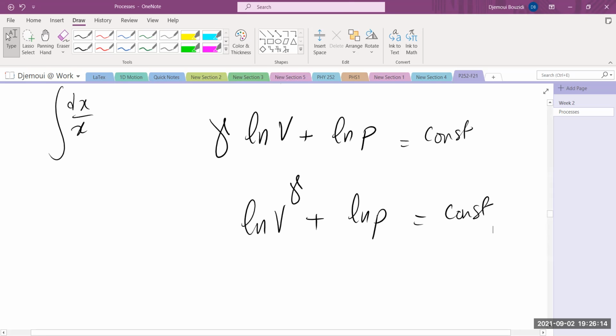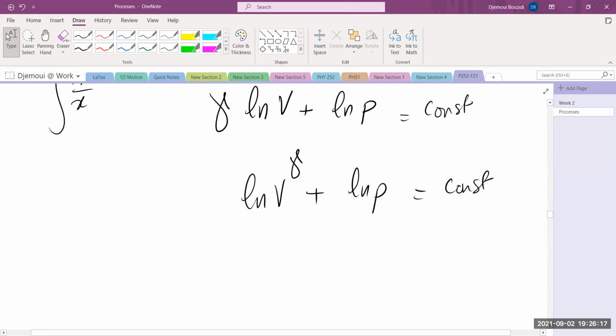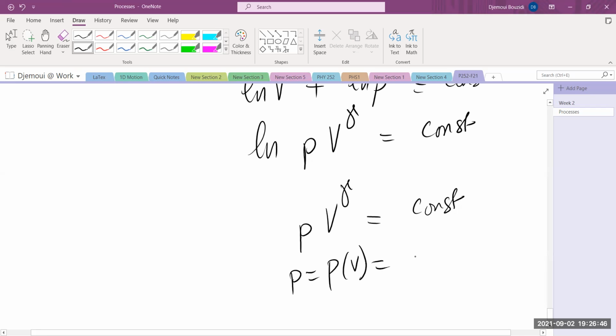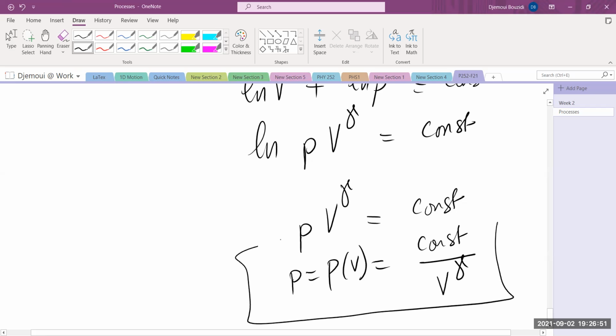Now a log of something plus a log of something else is just a log of the product of the two quantities, equal to a constant. All I have to do is take the exponential of the natural log. The exponential of a natural log is just P times V to the power gamma, and the exponential of a constant is another constant. This is not the same constant, it's another constant. And now look what happened. We found the expression that we needed. So P as a function of V is simply some constant divided by V to the power gamma. That's what we needed to do.